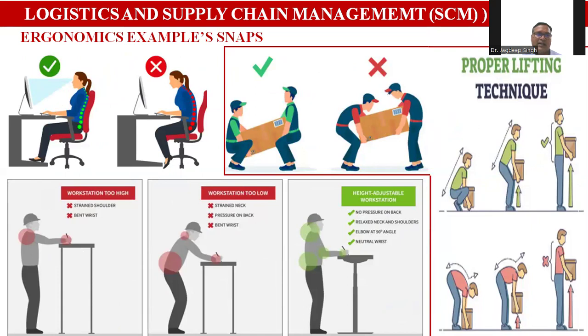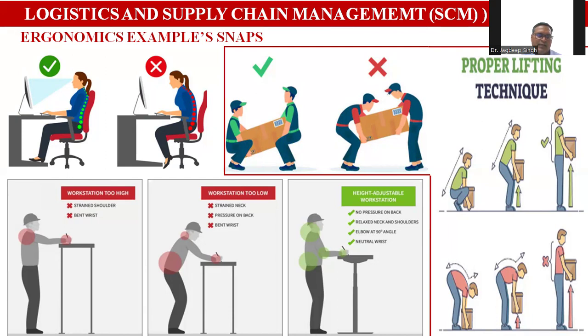There are different kinds of snaps, examples you can see. On the left side, you can see the posture of sitting on a chair in the office in front of a computer. Second, right or wrong is shown by lifting weight. So you can see what is the right method to lift the weight. Third is also the same, proper lifting techniques you can see.